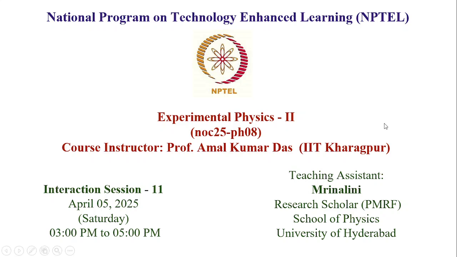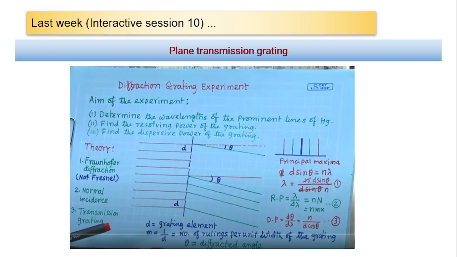So first, like always, let's have a brief recap of the topics that we discussed last week. Last week we had started discussing plane transmission grating. After we understood interference, diffraction, and various other phenomena, we had started discussing single slit diffraction, Young's double slit experiment, and similarly double slit diffraction, where we get interference and diffraction based patterns.